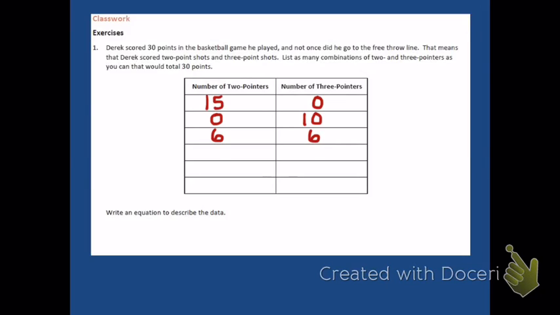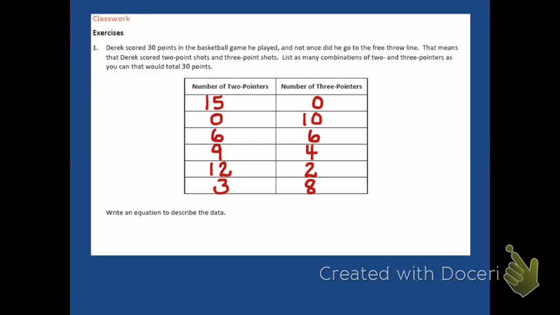And here's another combination, 9 and 4. 9 times 2 is 18. 4 times 3 is 12, and that adds up to 30. And 12 and 2: 12 2-pointers would give him 24 points, and 2 3-pointers would give him 6 points, a total of 30. Same thing for 3 and 8.